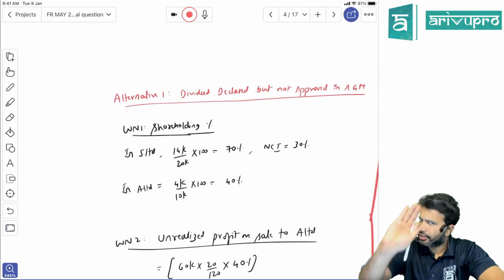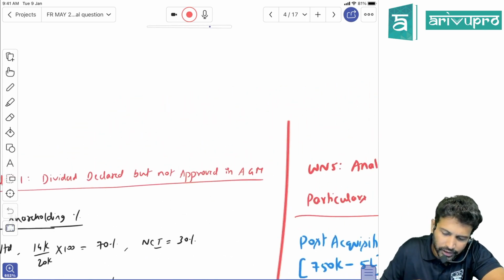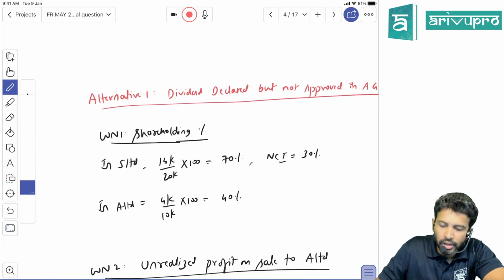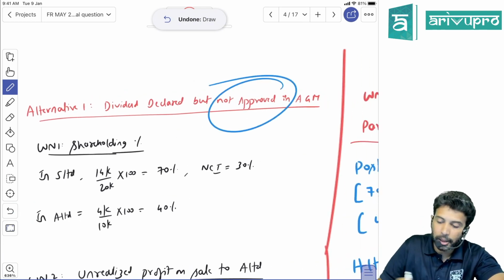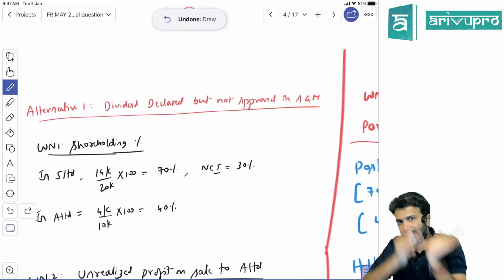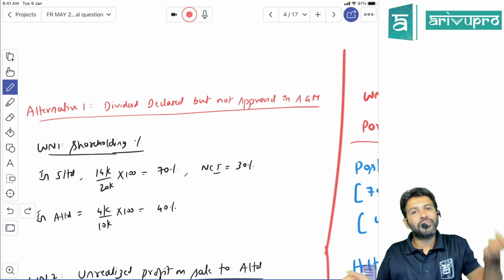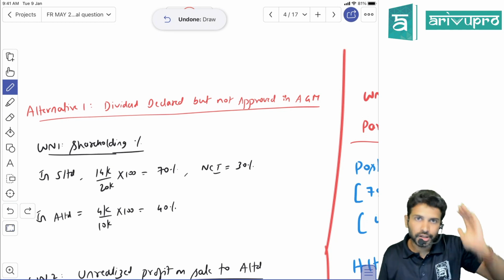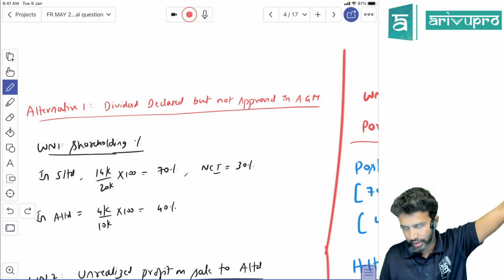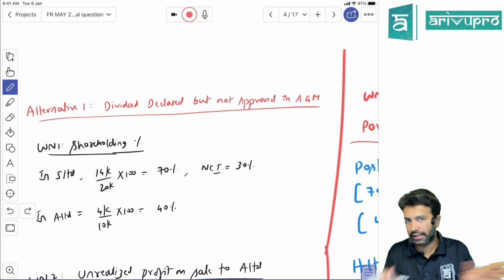I'll show you all the three assumptions, don't worry. First alternative: the dividend is declared by the Board of Directors, but not yet approved in the AGM. That's the assumption we are making. So the dividend is declared, but not yet approved. We record the dividend only if it is approved by the shareholders in the AGM. On the day the dividend gets approved in the AGM, that day we record it. Till then we cannot record.